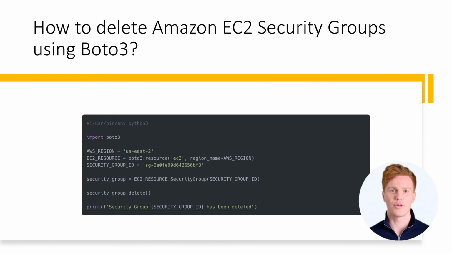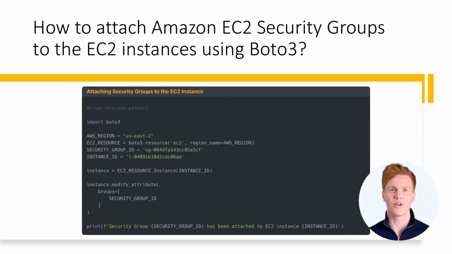Similar to other Boto3 resources, you can use the delete method of the security group class to delete a security group. Now, let's take a look at how you can attach security groups to the EC2 instance. To achieve this goal, you need to use the modify attribute method of the instance class of the EC2 resource. This method accepts the group's parameter, which expects a list of security groups IDs.